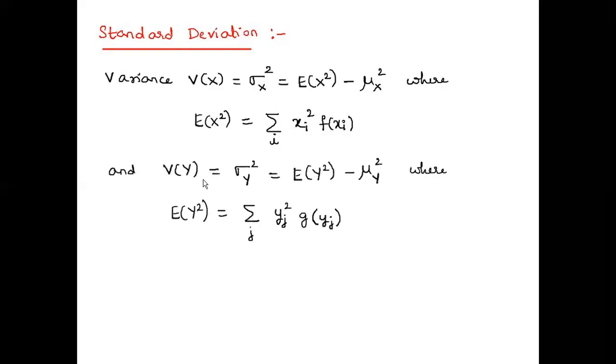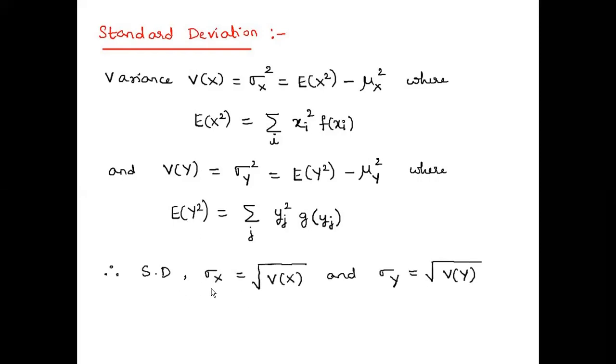Similarly, V of y, the variance with respect to y, sigma y square, is given by E of y square minus mu y square, where E of y square is summation over j of yj square g of yj. So knowing the variance of x and variance of y, we can find the standard deviation. Sigma x is the square root of V of x, sigma y is the square root of V of y. So once we know the variance, we can easily obtain the standard deviation with respect to x and with respect to y.